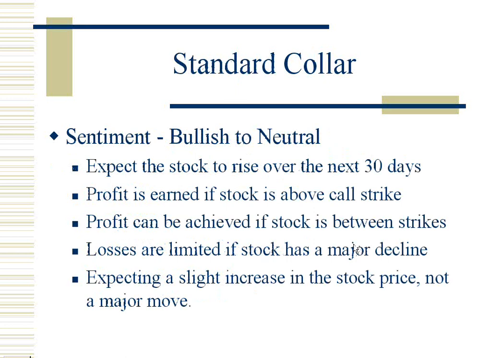We expect the stock to rise gradually in price over the next 30 days. Now, profit is earned if the stock is trading above the call strike price. We'll get assigned, deliver our shares of stock, and that's going to be our maximum profit. Profit can be achieved if the stock is between the two strike prices and above the break-even price. Okay? So even if the stock stays neutral, moves up slightly, we still might be able to have a small profit on the position. We won't get assigned, both the call and the put would expire worthless, and then we can enter a new position for the next month on the shares of stock that we still own.